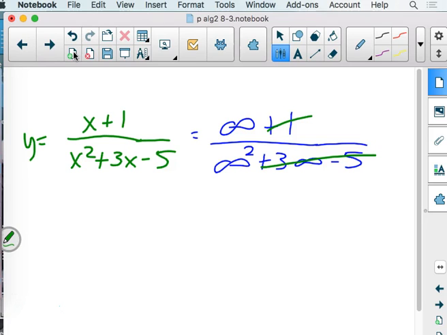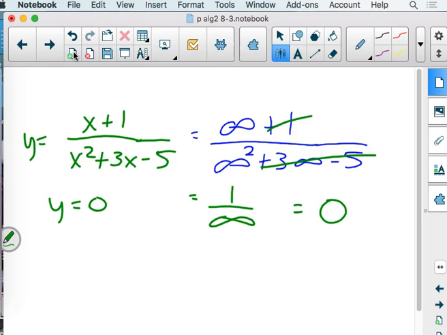So now I look at it and I think, well, if I just treat this like an x, it's going to say 1 over infinity. So as infinity gets bigger and bigger and bigger, this is going from, let's just say, 1/2 to 1/4 to 1/8 to 1/16 to 1/32. What is this getting closer and closer and closer to? 0. As a limit. So that's why if the degree of the top is less than the degree of the bottom, our horizontal asymptote is going to be 0.